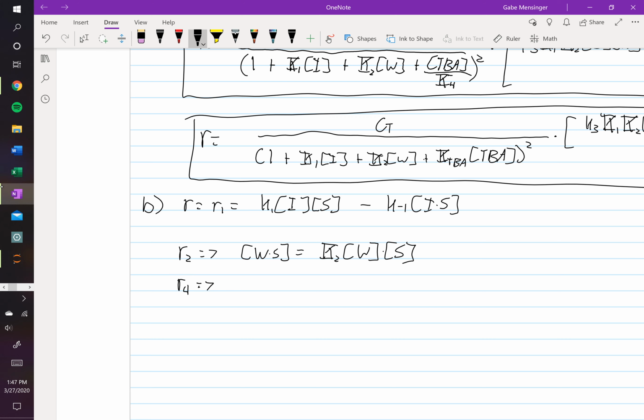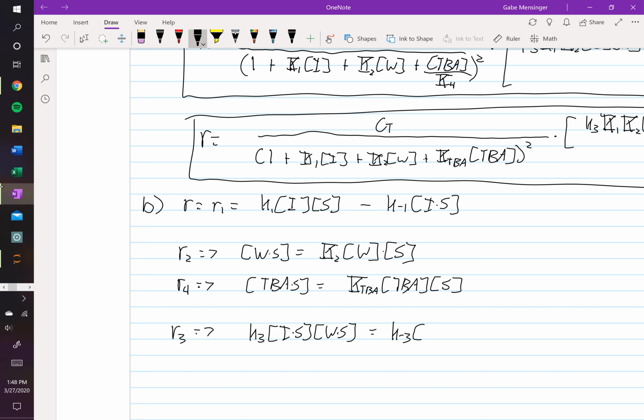From R4, we can still assume that TBA dot S will still be equal to capital K TBA times TBA times S. But now we have to assume QE on step 3 in order to get an expression for I dot S. So we'll have K3 times I dot S times W dot S is equal to K minus 3 times TBA dot S times S. Yes, that's the reaction for step 4.